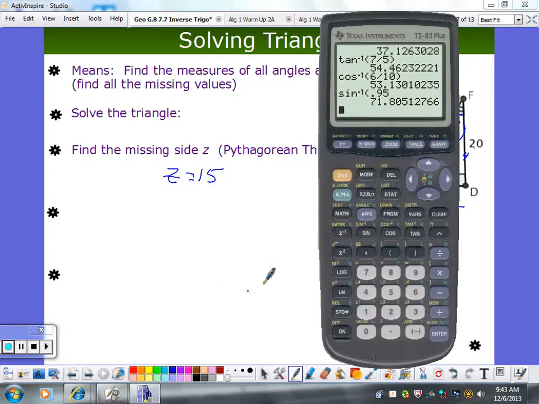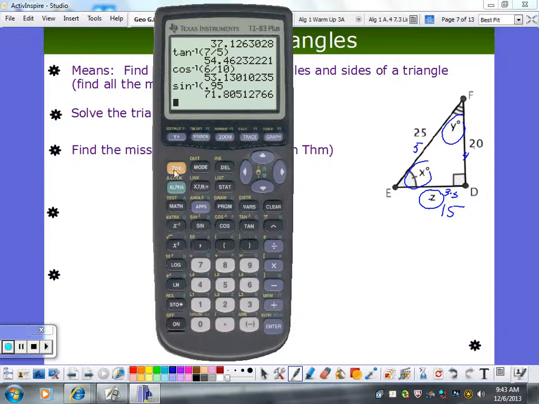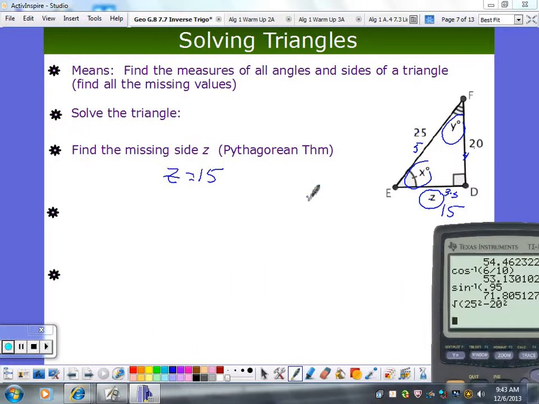Now, if you don't see it, no big deal. Use your calculator. You can do it in one step. Square root of 25 squared minus 20 squared. You can do that, that's okay. But it's more fun if you can find the triples. It's faster. So that's z. Okay, so I found one of the pieces.